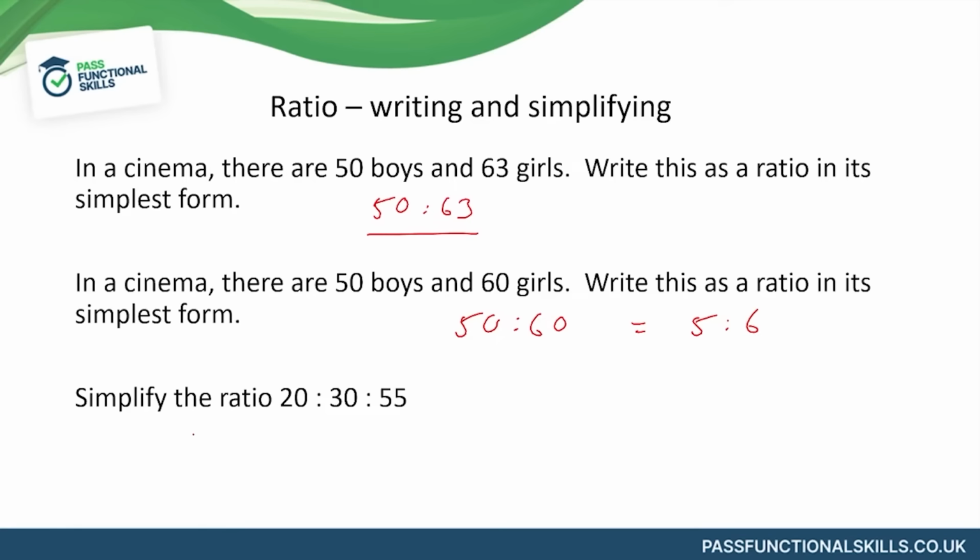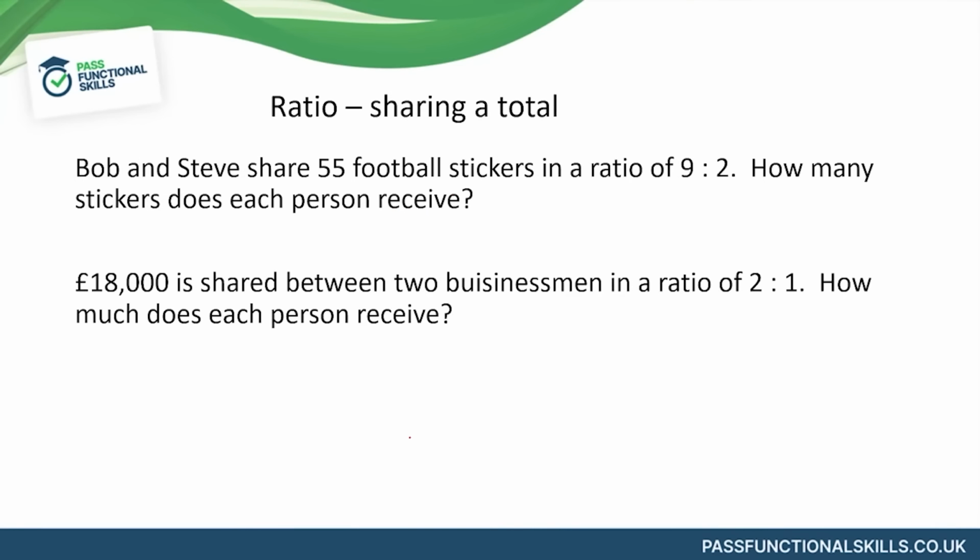This ratio here is a 3-way ratio, 20 to 30 to 55. And again, it can be simplified because we can divide all of these numbers by 5. So that's going to be 4. 30 divided by 5 is 6. 55 divided by 5 is 11.